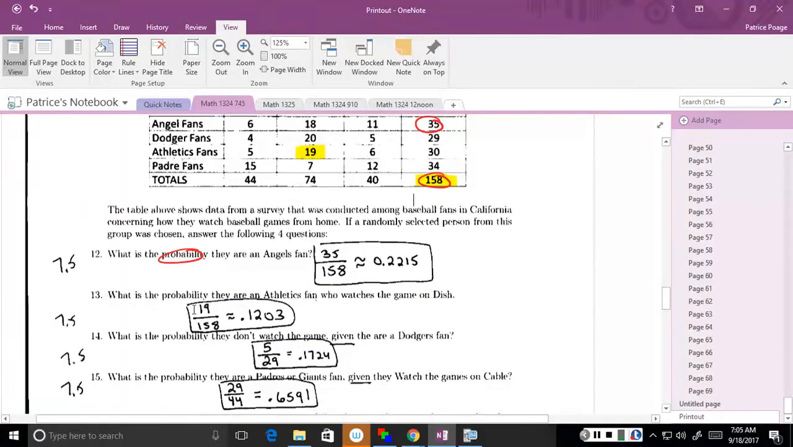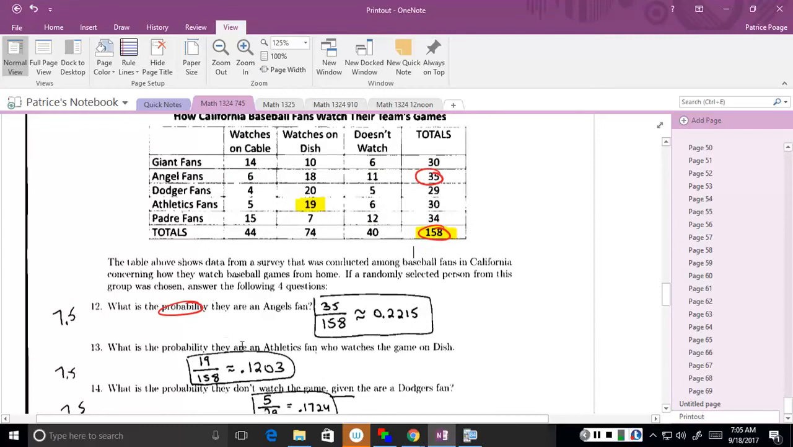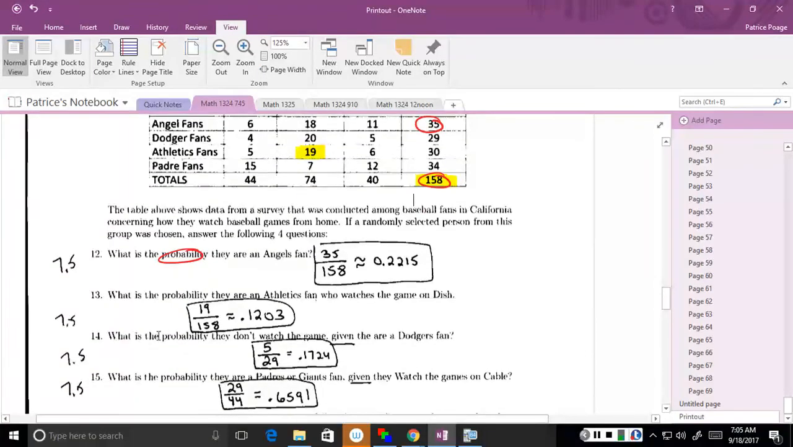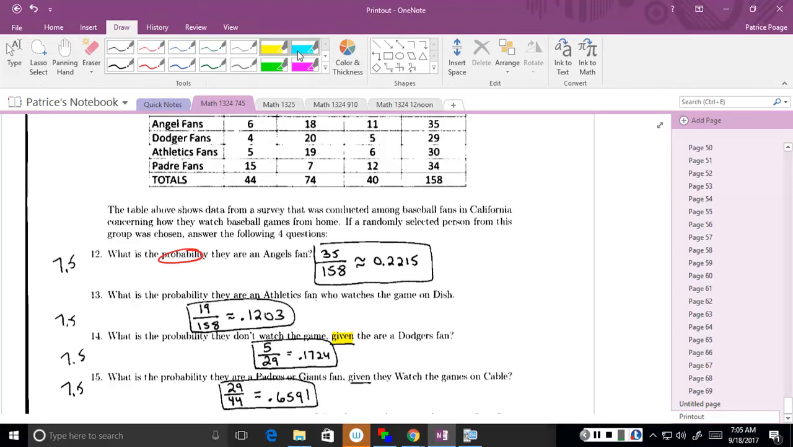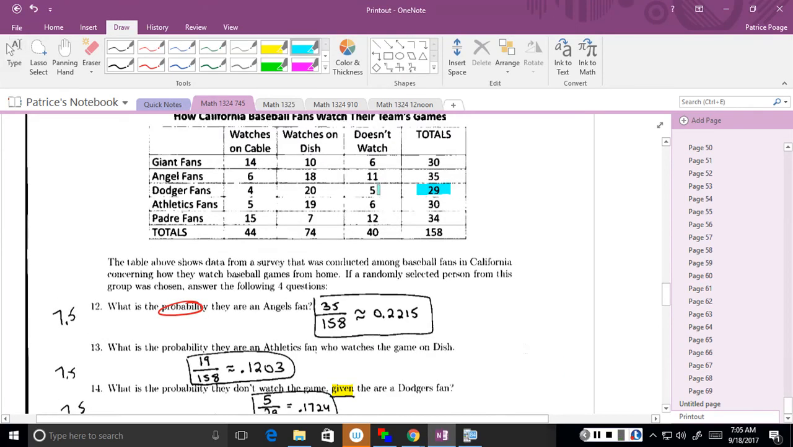Number 13, what is the probability, just did that one. 14, what is the probability they don't watch the game given... All right, so we're given something, so it's not going to be out of 158. It'll be out of what we're given. We are given that they are a Dodgers fan. So out of these 29 Dodgers fans, we're looking for the probability they won't watch the game. Out of these Dodgers fans, that happens 5 times, so 5 out of 29.